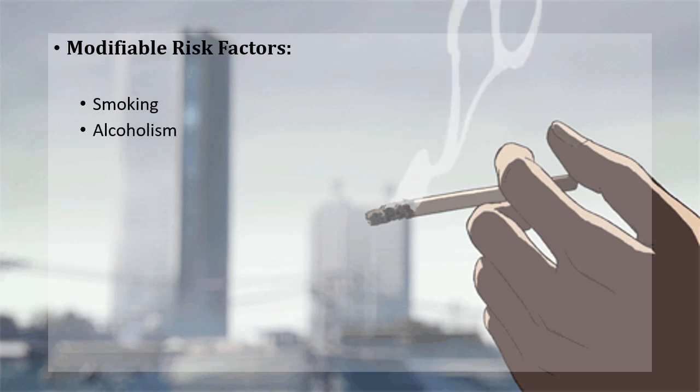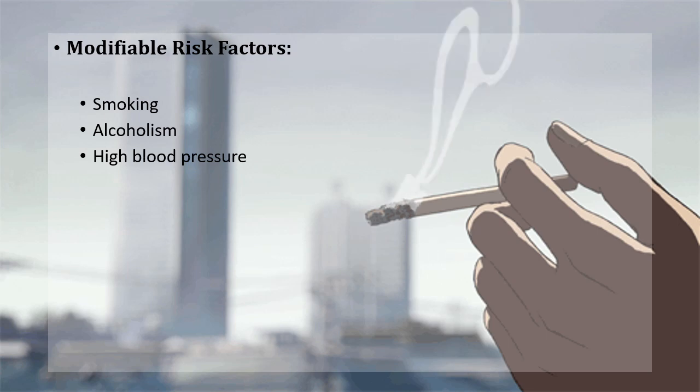The second one being alcoholism. If we drink too much alcohol, if we are addicted to alcohol, then it can cause blood vessel blockage, because the alcohol is digested by the liver, which is converted into fat, and the fat gets deposited into our blood vessels. The third one is high blood pressure. The next one is high cholesterol.